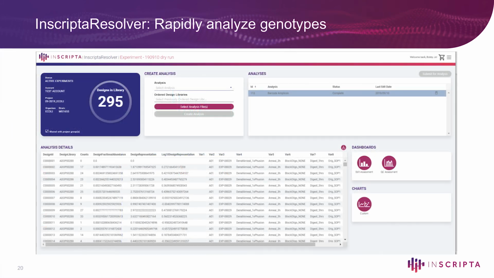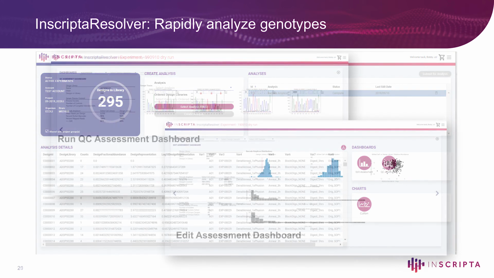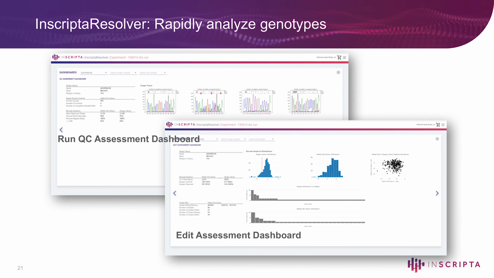Once you finish your assay and you generate the sequence, you can come to our portal, the Inscripta Resolver, that helps you rapidly analyze your genotype. You can combine experiments here, and you can do custom analysis, and we also provide dashboards for assessing your run QC, like did my run work or not, which is a Sanger-based assay, and then all the edit assessment like edit efficiency or design coverage, designs observed, etc. So we help you with all the analytics.